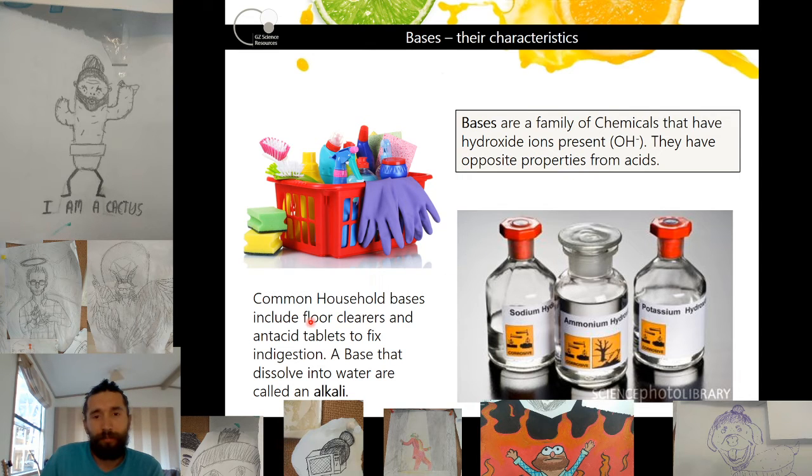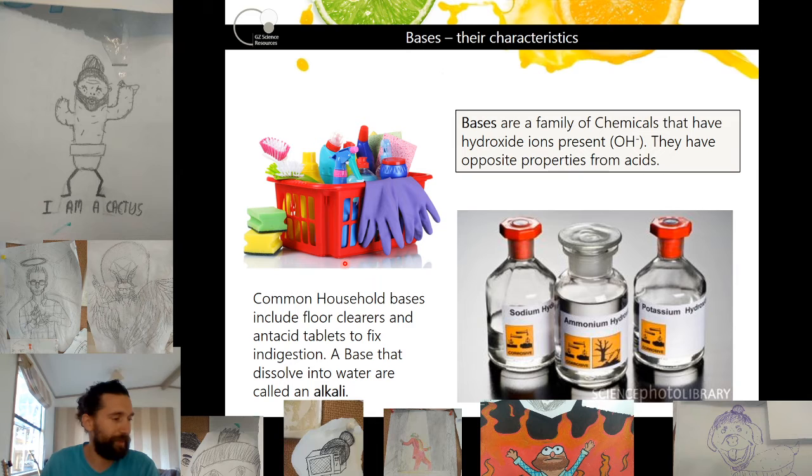Common household bases include floor cleaners, so like anything with ammonia in it. It's got a very distinctive smell. I've got some Handy Andy, which I used to clean the floor. It's got bases in it. Antacid tablets, like those tablets you eat for heartburn, indigestion. So those are some common bases.